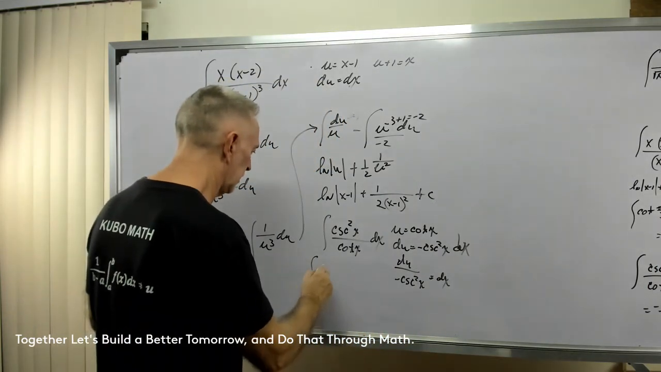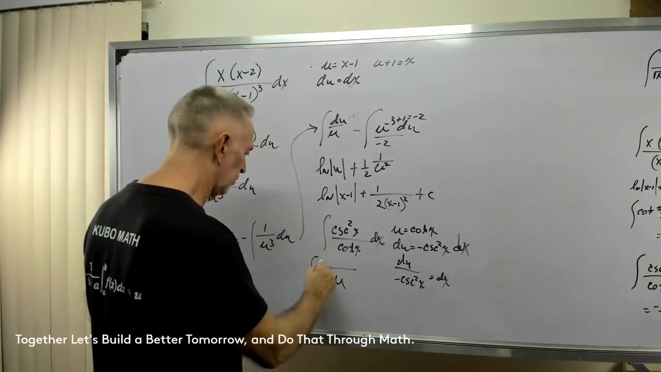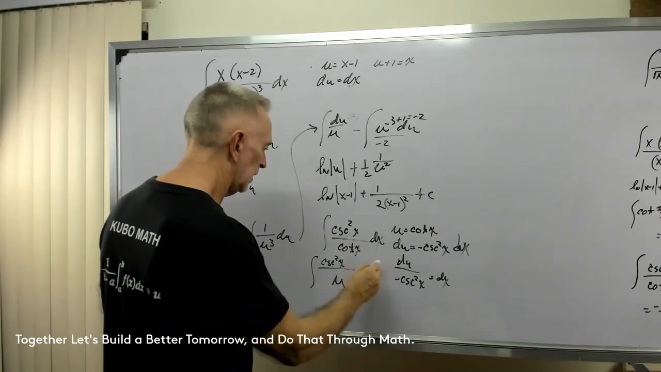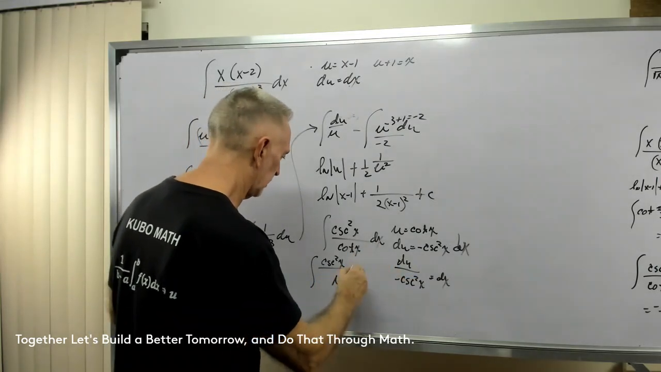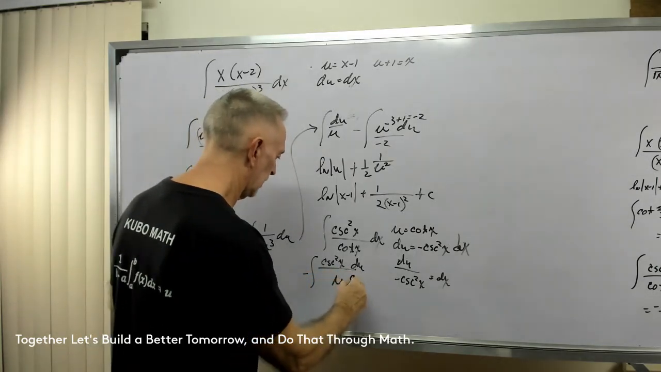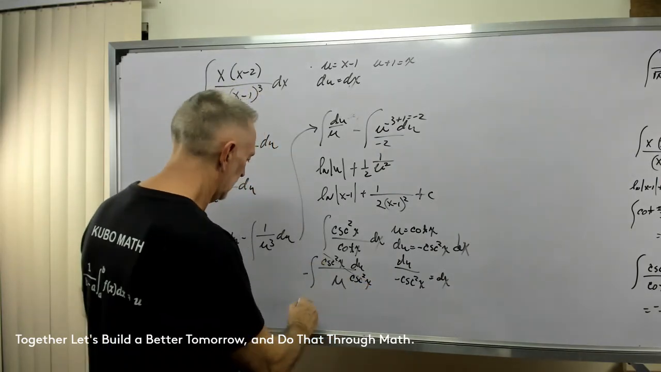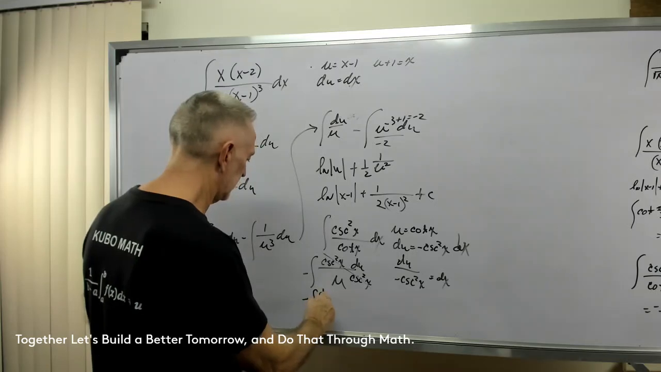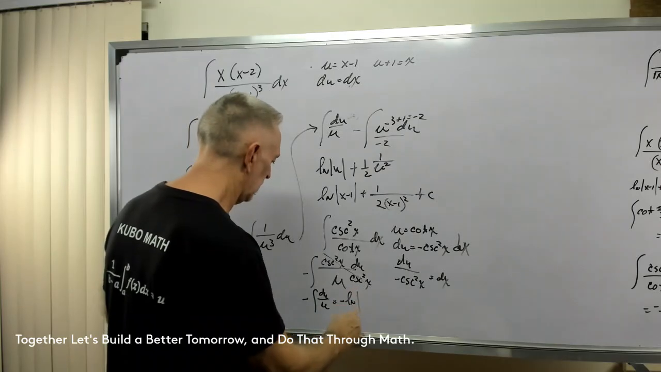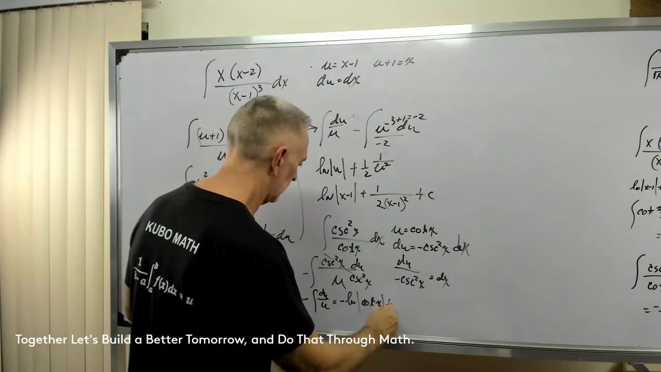So now we have the integral of something over u, so we have cosecant squared x over u, and we're replacing dx with du over minus cosecant squared x. I'm going to put the negative outside. So these cancel, and I end up with minus the integral of du over u, and that equals minus the natural log of u, which was cotangent x, plus c.